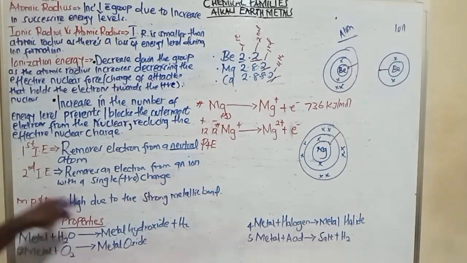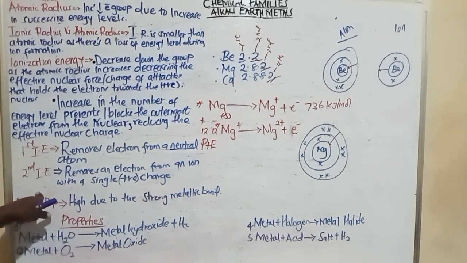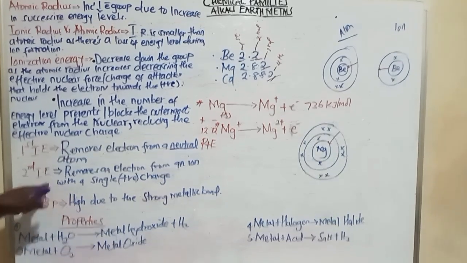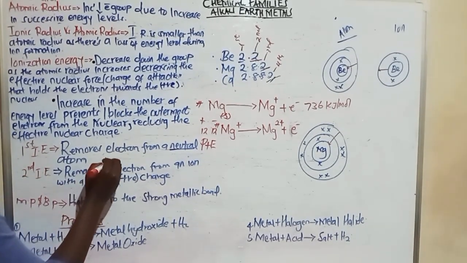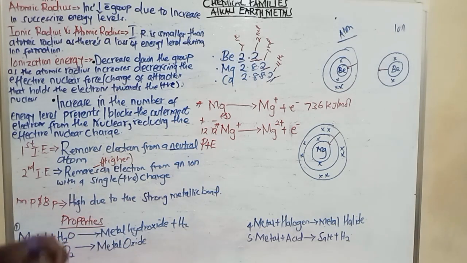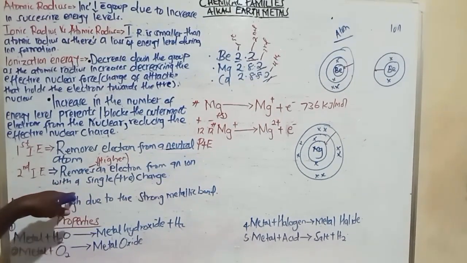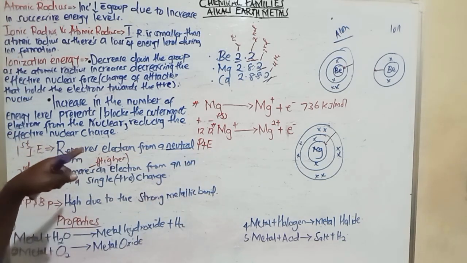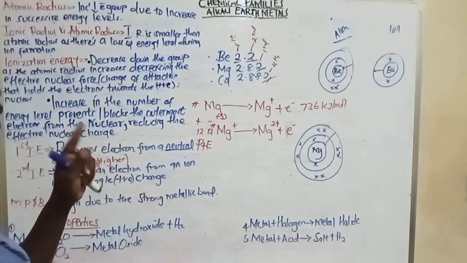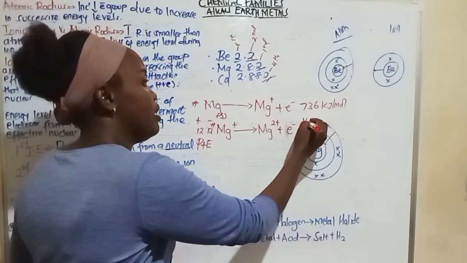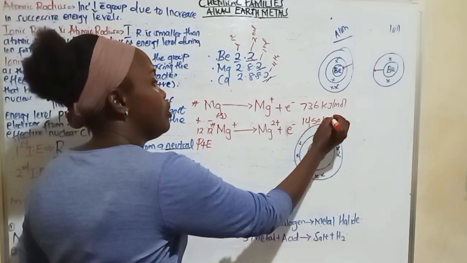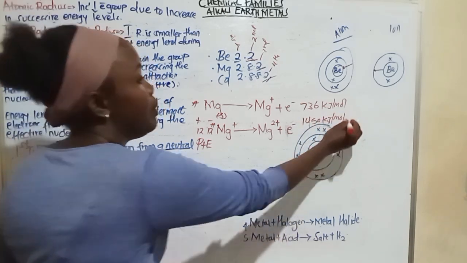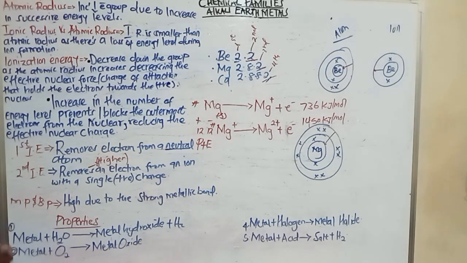And we've said the second ionization energy is going to be higher. So let us write here, it is higher than the first ionization energy, meaning the energy used in removing the second electron is going to be 1450 kilojoules per mole. So that is the first and the second ionization energy.